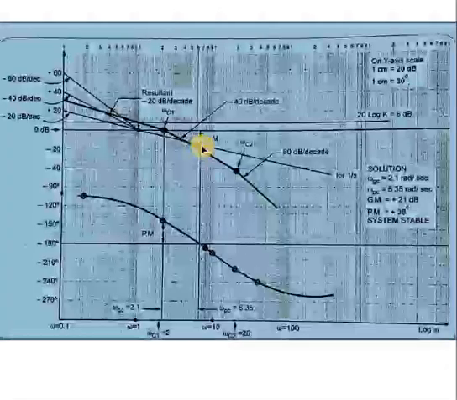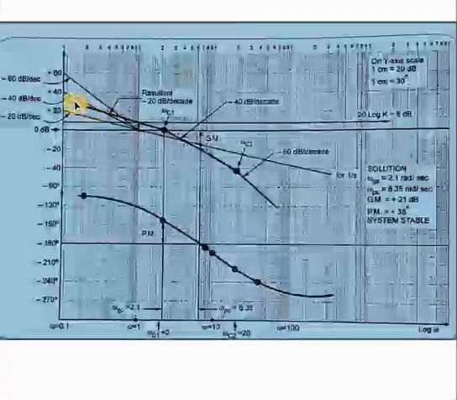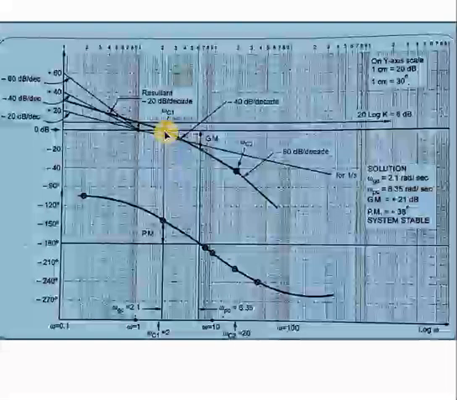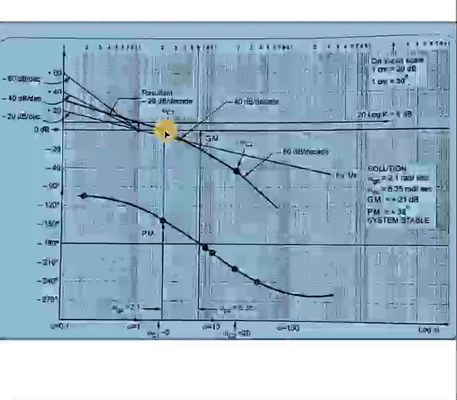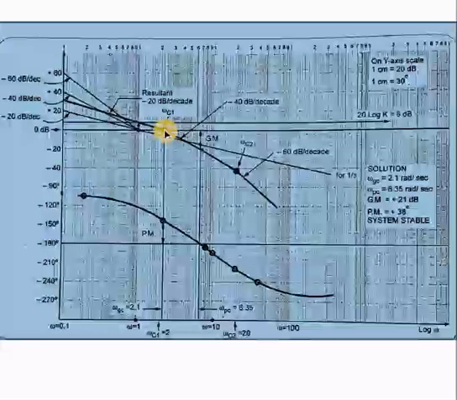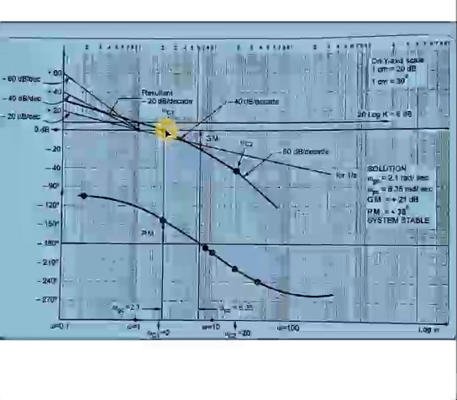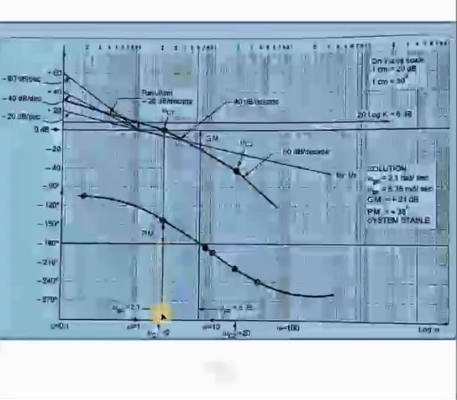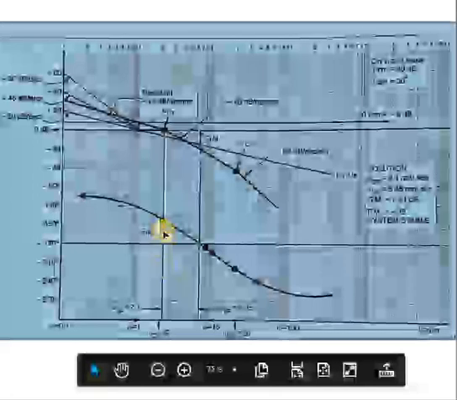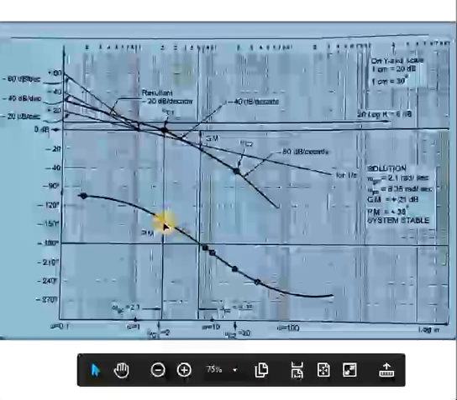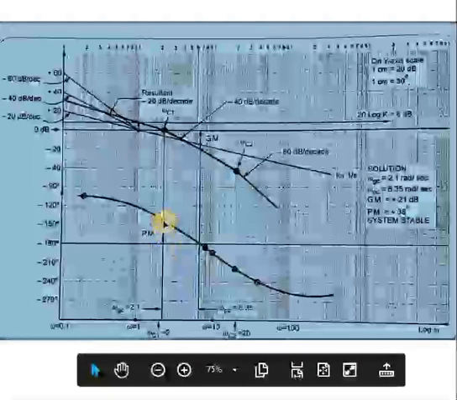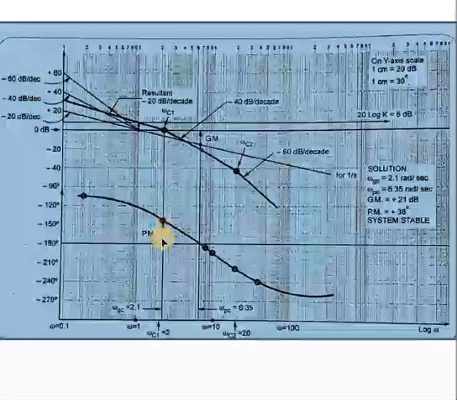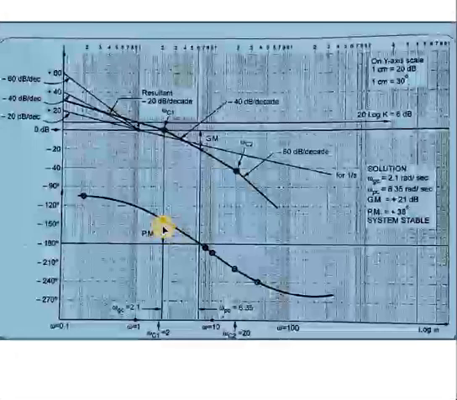Similarly, you check the intersection of this magnitude plot with the 0 dB line. From this point, you draw a vertical line till the minus 180 degree line, or till the x-axis, and the distance between this phase plot and the 180 degree line will be the phase margin. So here 38 degrees is the phase margin in this problem.